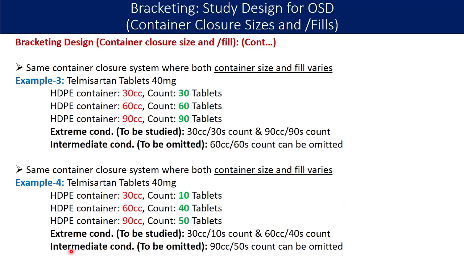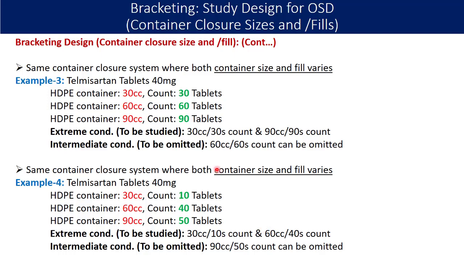So the extremes in the last example are 30 cc with 10 counts and 60 cc with 40 counts, and the intermediate becomes 90 cc with 50 counts. So this is the example we talked about, how one can use bracketing design for the oral solid dosage form across different strengths, across different container closure sizes, as well as different fill sizes too.